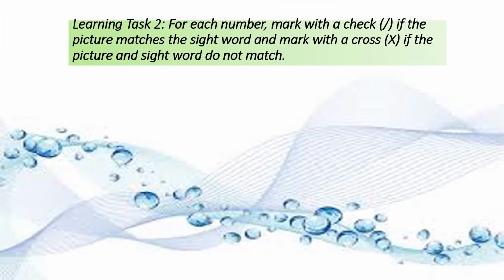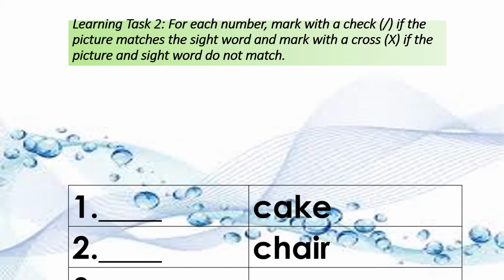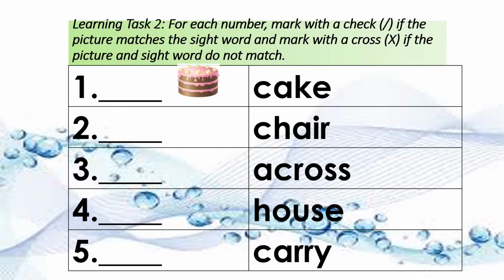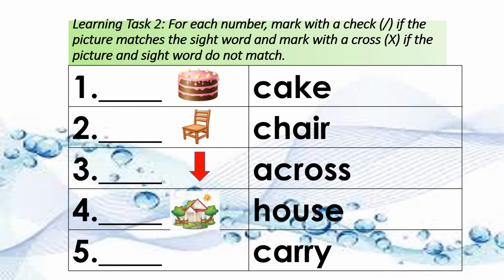Okay, for more learnings, let's have task number 2. For each number, mark with a check if the picture matches the sight word and mark with a cross if the picture and sight word do not match. Picture number 1, 2, 3, 4, and 5.